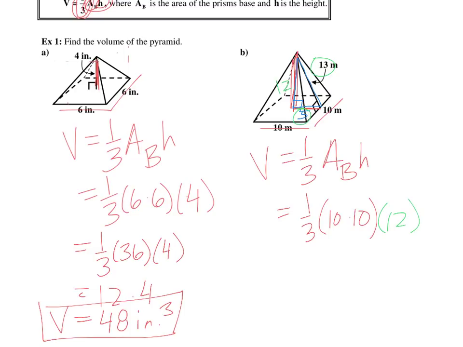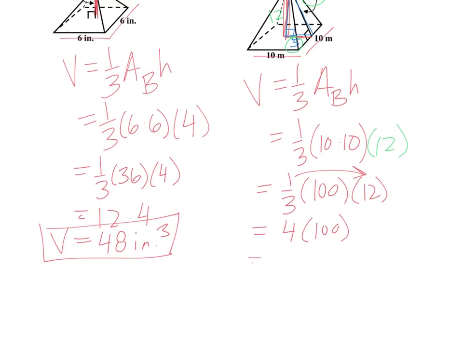So I have 12. All right, then it's going to be 1/3 times 100 times 12. Well, what's easier, to take 1/3 of 100 or 1/3 of 12? Let's do 1/3 of 12, which gives us 4. So 4 times 100 is 400, and it's going to be meters cubed. All right, there's your volume. Done.